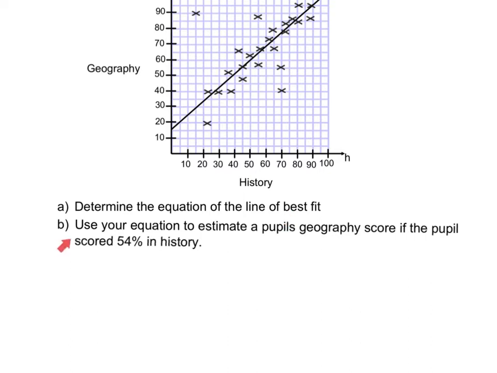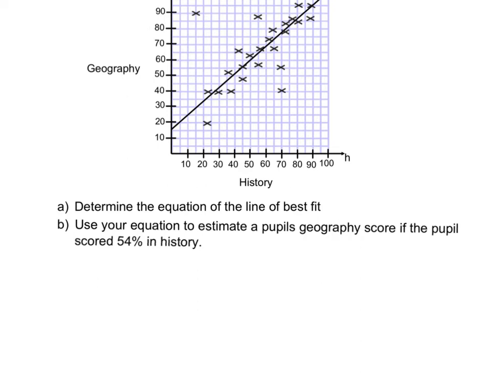And then for part B, use your equation that you've created to estimate a pupil's geography score if the pupil scored 54% in history. And that's what we can use this line of best fit for here, to help us to estimate one value if we know the other. So if we have a history score, we should be able to estimate what a likely geography score should be. And if we have a geography score, we should be able to estimate what a likely history score would be.